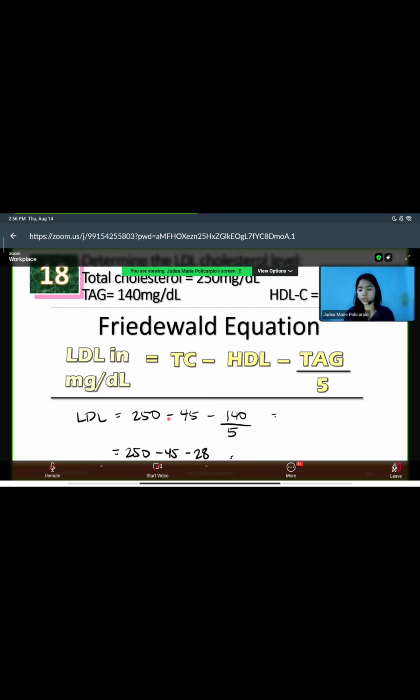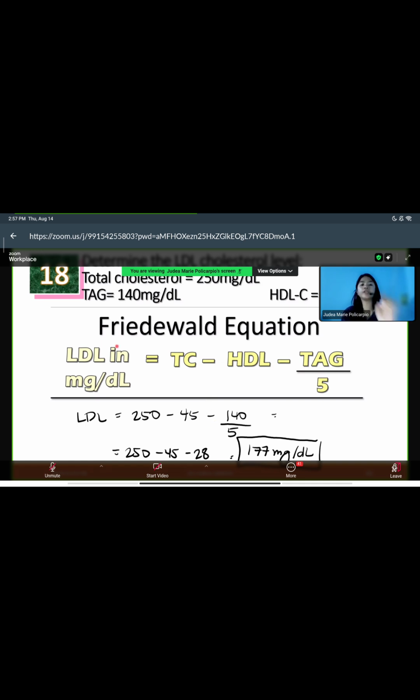Okay, and what is 250 minus 45 minus 28? Okay, that would give us 177. So what is now the LDL cholesterol value of your patient in milligrams per deciliter? So this would be equivalent to 177. 177 milligrams per deciliter. Okay, so that would be the LDL level natin.